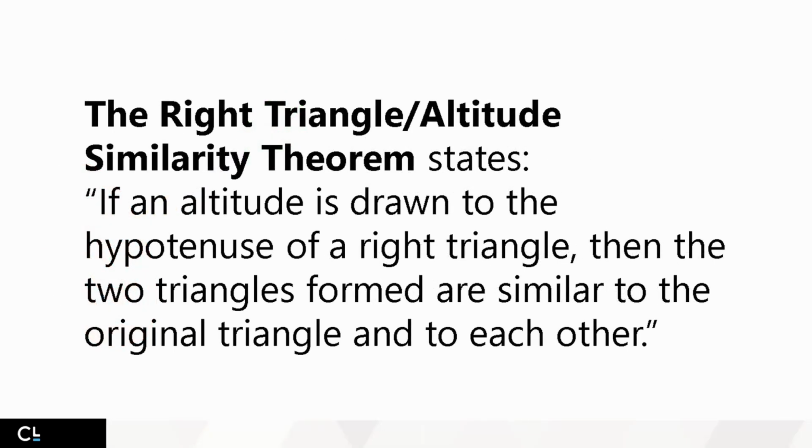So let's talk about the right triangle altitude similarity theorem. That's a lot to say. But it states, if an altitude is drawn to the hypotenuse of a right triangle, then the two triangles formed are similar to the original triangle and to each other. So if you draw a line coming out of the right angle, right? It will create two triangles, right? So let's see it.